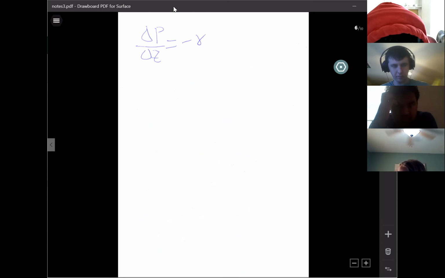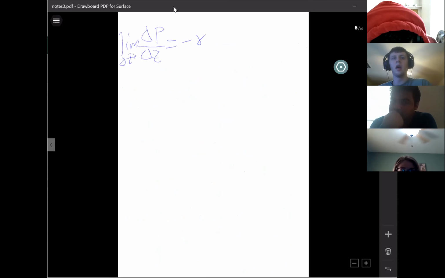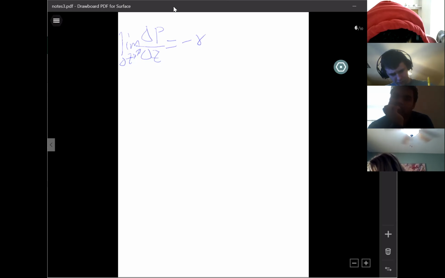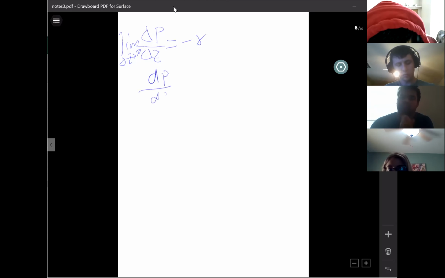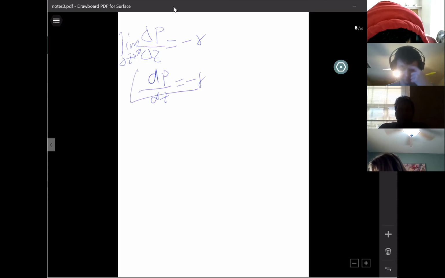What do you do if you see this? Every time you see this, you want to take a limit when delta Z is infinitely small, close to 0. That's exactly our case, because we're talking about an infinitely small element. Take the limit when delta Z tends to 0. Does that become dP over dZ equals negative gamma? So this is your solution here.